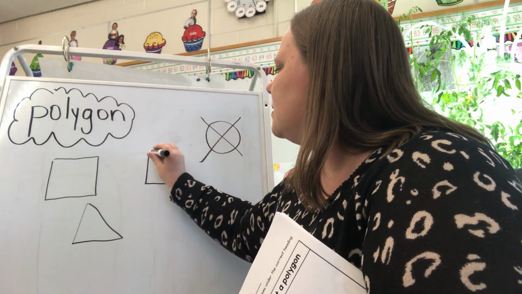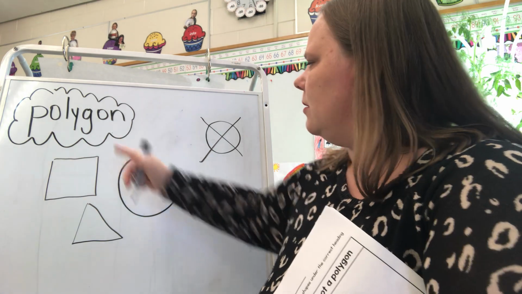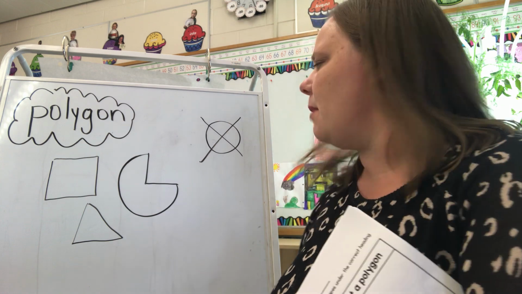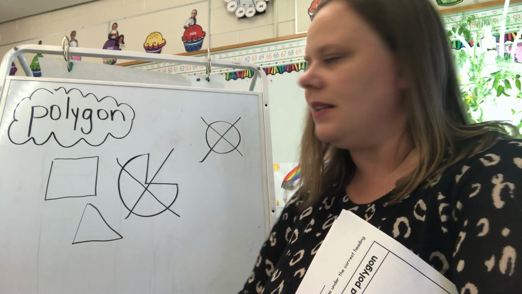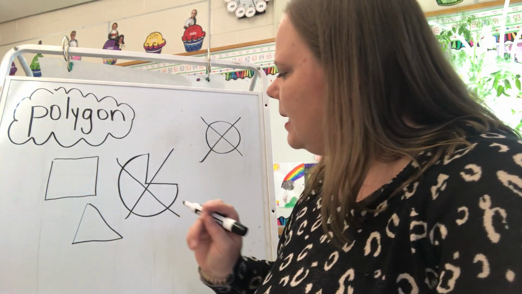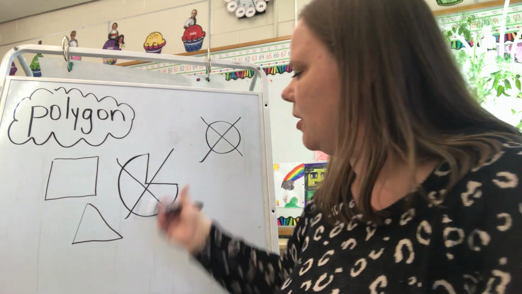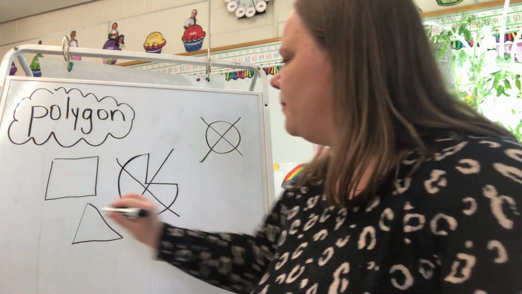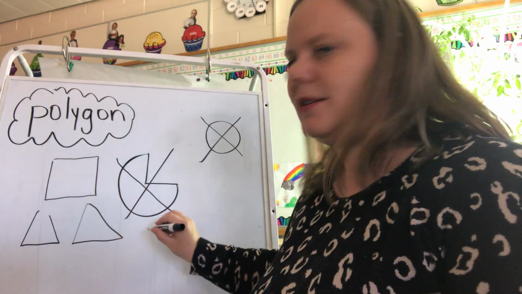What about something that has curved lines and circles? What about something like this? What do you think? Do you think that's a polygon or not a polygon? It's not a polygon. A polygon can't have any curved sides. It has to only have straight sides. Another rule for a polygon is this. I'm going to draw two shapes and I want you to guess which one you think is a polygon. They both are going to have straight sides, so it's going to be a little bit tricky.